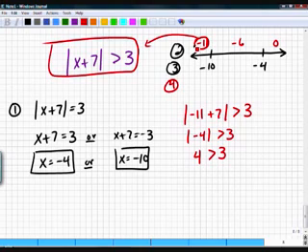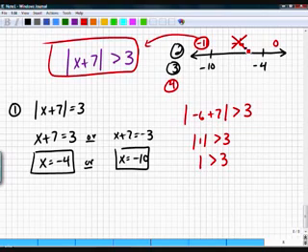Let's try the next one. Instead of negative 11, what are we going to test out now? Plug in negative 6. What's negative 6 plus 7? The absolute value of 1 is greater than 3. What's the absolute value of 1? 1 is greater than 3. Mark it out. Does not work.